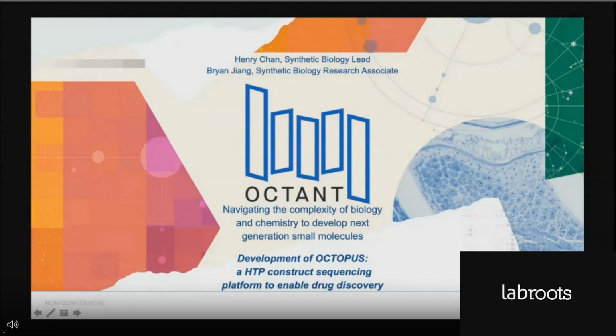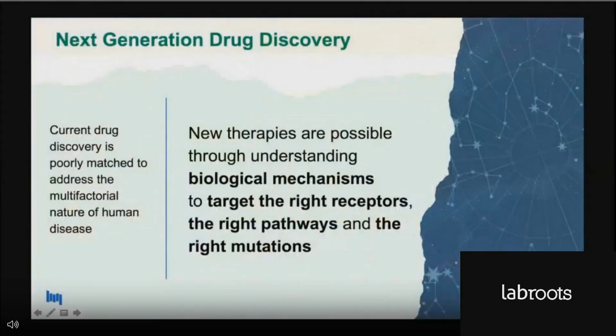So really quick, we are a drug discovery company. Our fundamental hypothesis is that the current state of drug discovery is poorly matched to address the multifactorial nature of human disease. We think that next generation therapies are possible through understanding the right biological mechanisms that target the right receptors, the right pathways, and the right mutations. Disease is complicated. We don't believe in the silver bullet hypothesis. What do I mean by this?